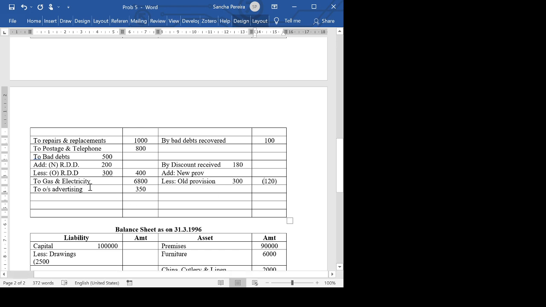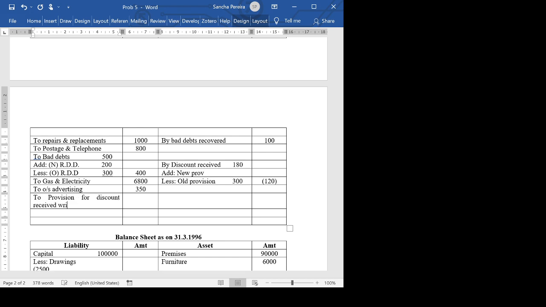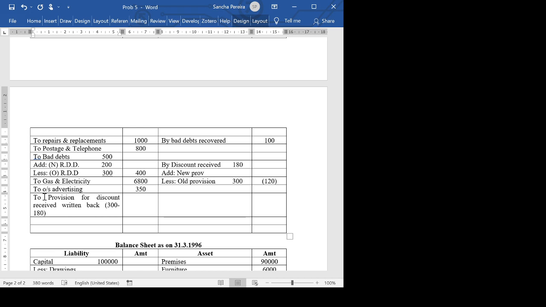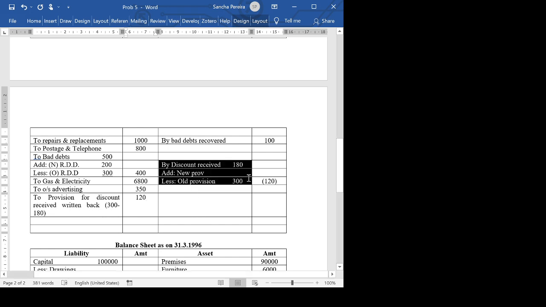So what I do in such a case is, I don't show it this way. I say to provision for discount received written back. To provision for discount received written back. And what do I get? 300 minus 180. So actually 120, which I had considered to come as an income, I have not got. So this I'm just keeping here just to show you, okay? I'm not going to consider this as part of the total. I've just done this for you to understand.